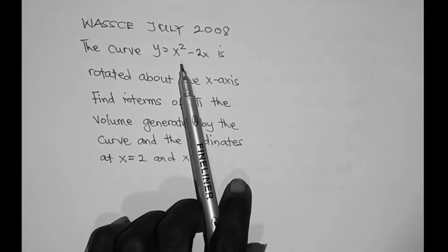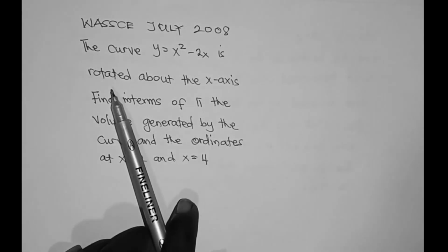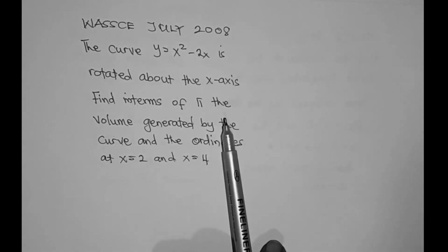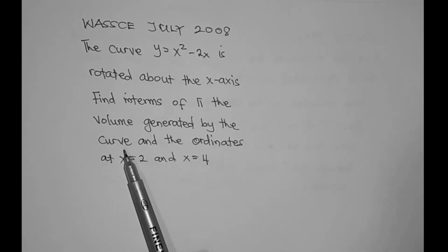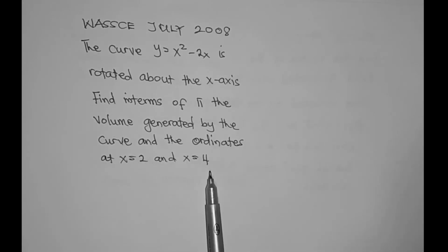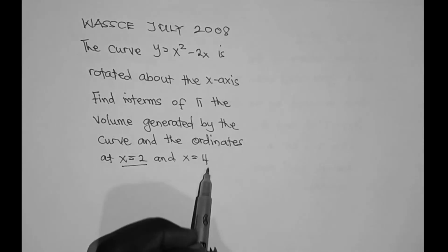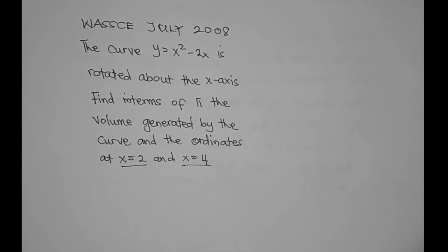The curve y equals x squared minus 2x is rotated about the x-axis. Find in terms of pi the volume generated by the curve and the ordinates at x equals 2 and x equals 4. So the limits are x equals 2 and x equals 4.